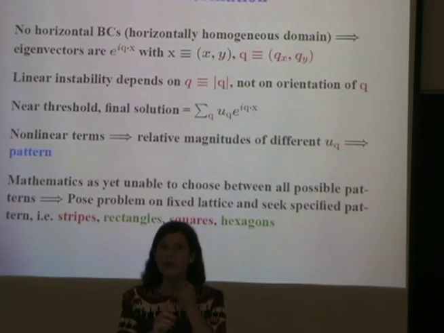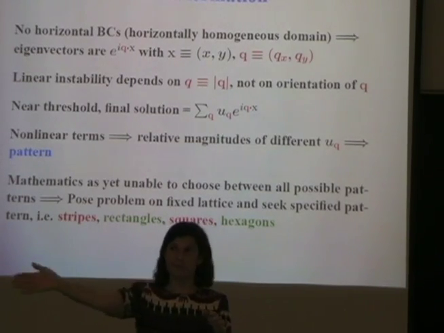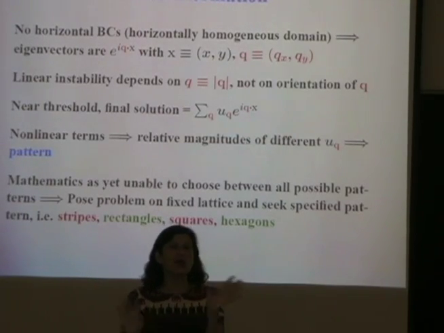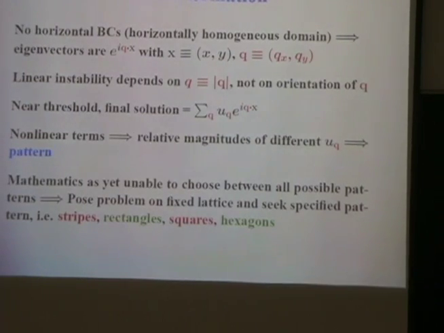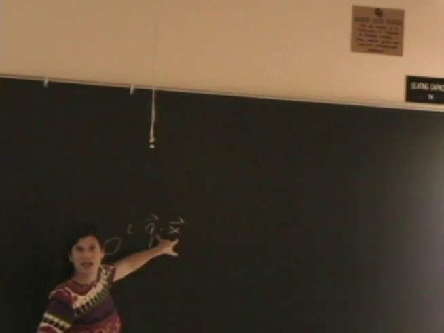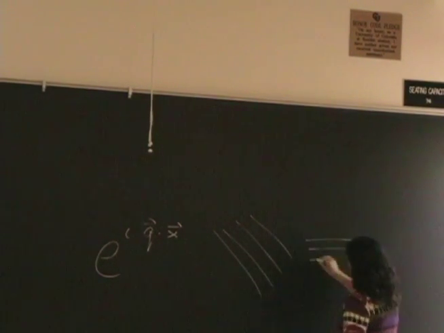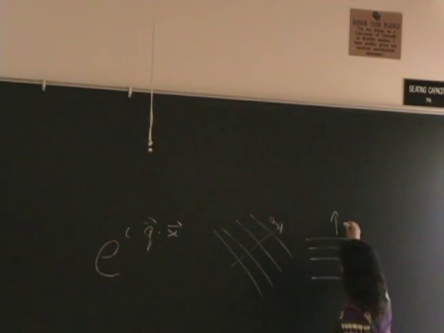You may also remember that we imposed a functional form, sine qx, periodic stripes, right? But actually, we didn't really have to do that. We could have said e to the i q dot x, where remember I said that it would be independent of the y direction. But it could have been just any direction. We could have had waves with the wave vector q in any direction, right?